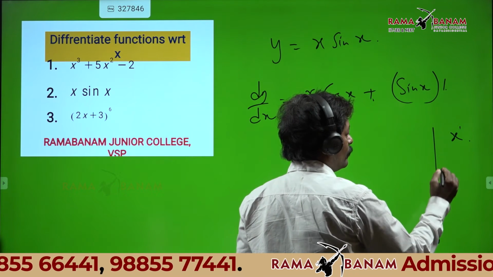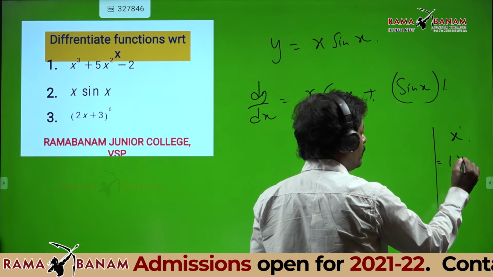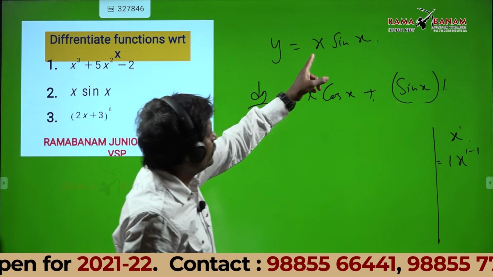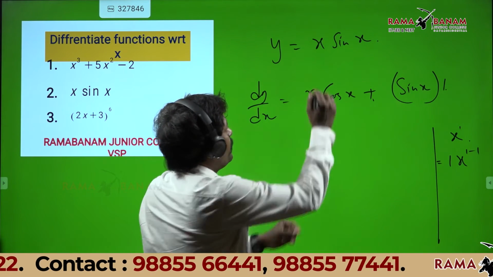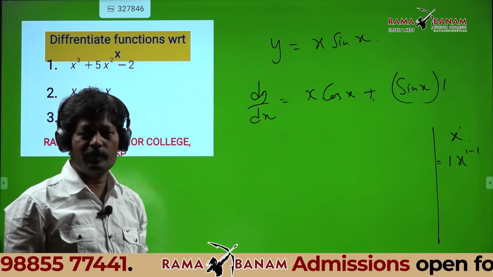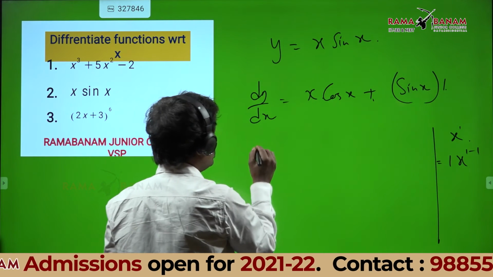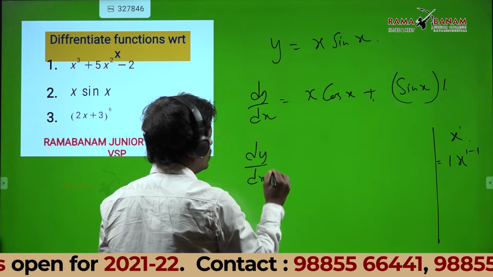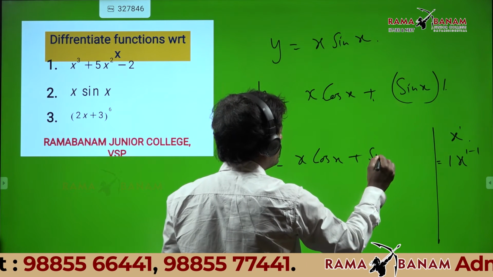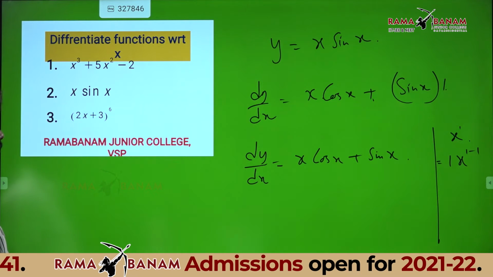What is the formula? n x power n minus 1. So 1 x power 1 minus 1. How much do you get? Derivative of x is 1. X power 1, that is 1 x power 1 minus 1, x power 0. X power 0 is 1. So derivative of x will be 1. So the answer is dy by dx equal to x cos x plus sin x. That's all. Done. That is the UV formula.